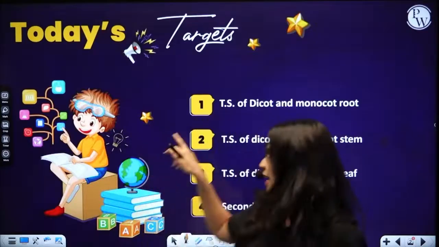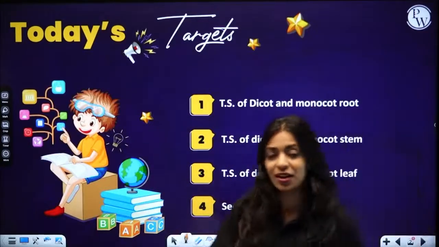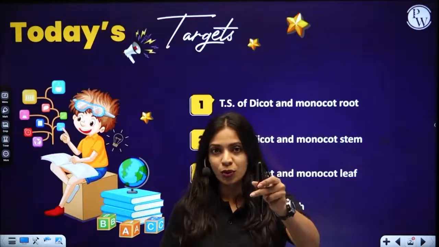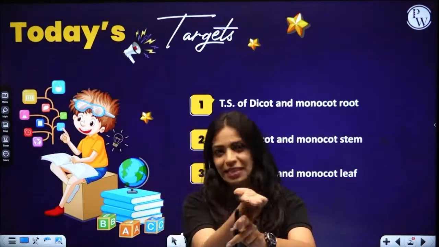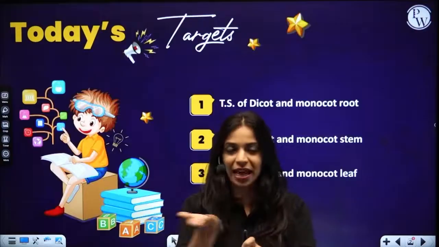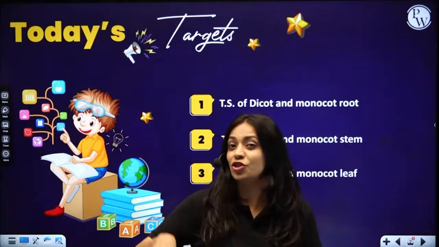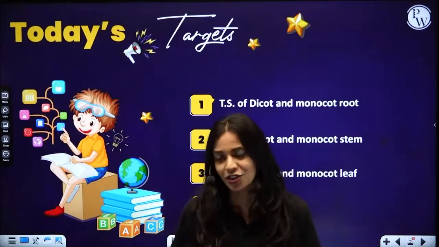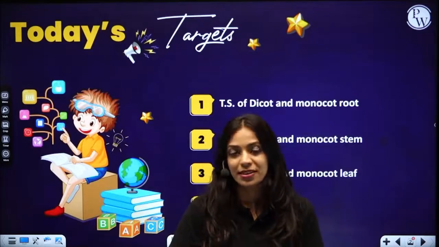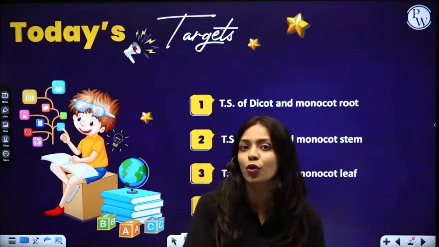What do I mean by TS here? TS here is a transverse section. So if you think of this as a root, when you take an extremely thin section of the root along the horizontal axis like this, then the section that we get is called the transverse section. So we're going to look at the transverse section of a typical dicot and a monocot root.